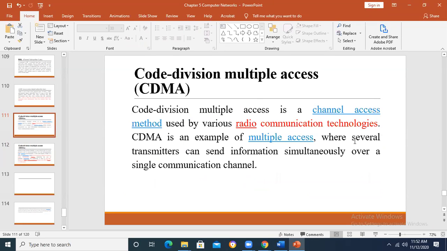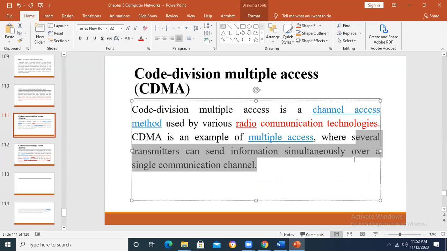Similarly, if you see this thing, several transmitters can send and receive information over a single communication channel. Such kinds of things are important to write to give a clear idea about the topic that you are describing. If you are writing here and there, giving a bunch of words but the main points are not there, of course the examiner is not going to give you full marks for this. This thing is very important.